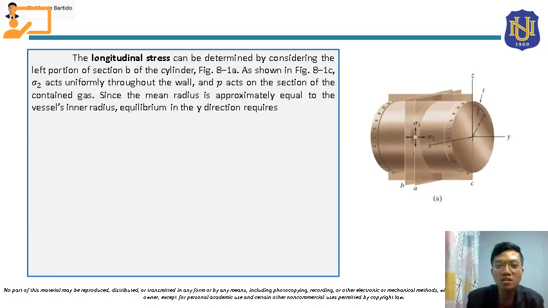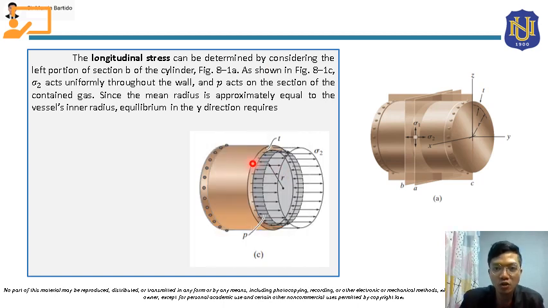The longitudinal stress can be determined by considering the left portion of section B of the cylinder in figure 8.1a. As shown in figure 8.1c, sigma 2, the longitudinal stress, acts uniformly throughout the wall. This is the cut section. This wall of the vessel is subjected to longitudinal stress sigma 2, and it acts uniformly throughout the wall. The pressure P is caused by the contained gas or liquid of the vessel.